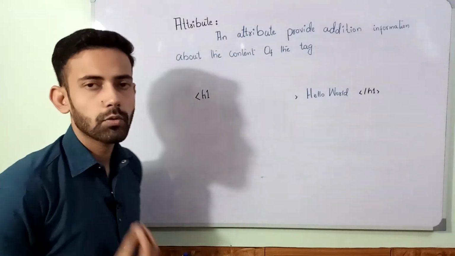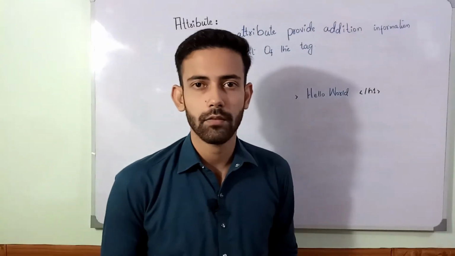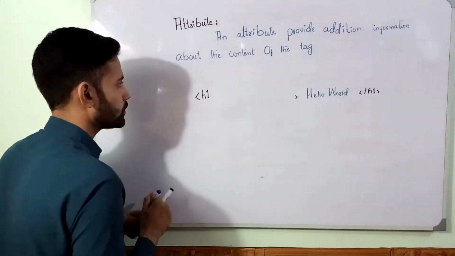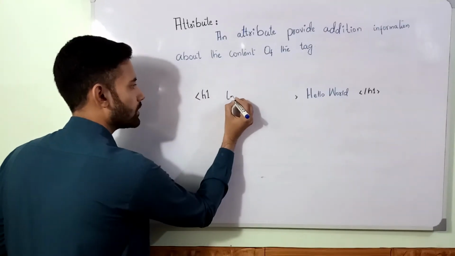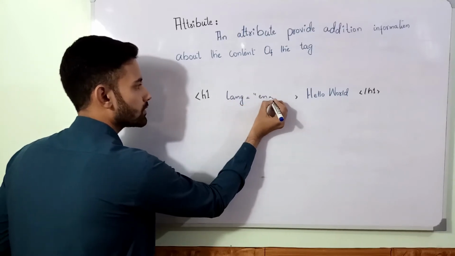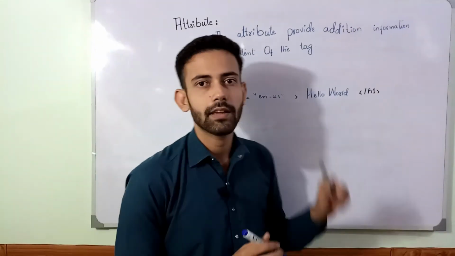Now I want to provide additional information that this part is written in English language. How will I do this? It is simple. You just need to write lang is equal to en-US. That is, this part is written in English language.